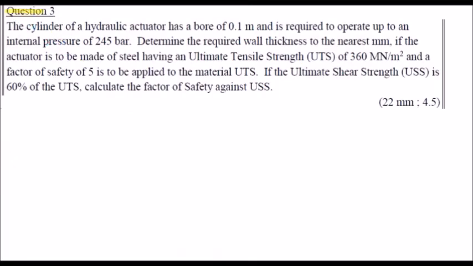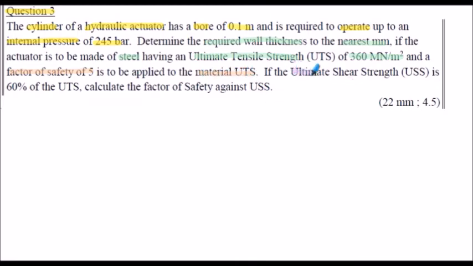Question 3. Slightly different solution process this time. A cylinder of a hydraulic actuator, the type we looked at in the previous presentation, has a bore and inside diameter of 0.1 meters. It's required to operate up to an internal pressure of 245 bar. We're asked to determine the required wall thickness to the nearest millimeter if the actuator is made from steel, has an ultimate tensile strength UTS of 360 meganewtons per meter squared, and a factor of safety of 5 is to be applied to the material UTS.